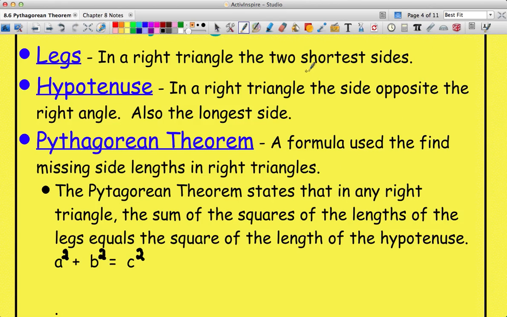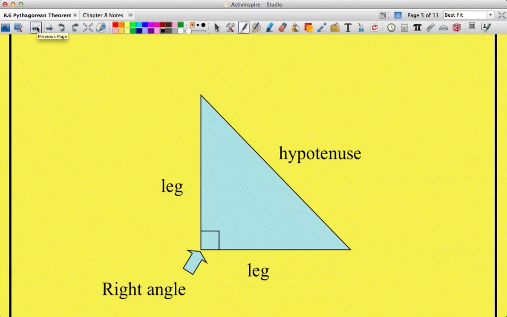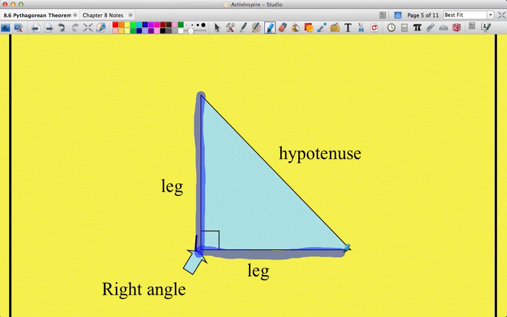Okay, so for your examples, you have to draw a right triangle. So for the legs, here's your right triangle. Both of these are legs, and I'm actually just going to highlight them. This is a leg, and this is a leg. They are both adjacent to the right angle. They're touching the right angle. The hypotenuse is the side that does not touch the right angle at all. It's actually opposite of the right angle. So this side right here is the hypotenuse.